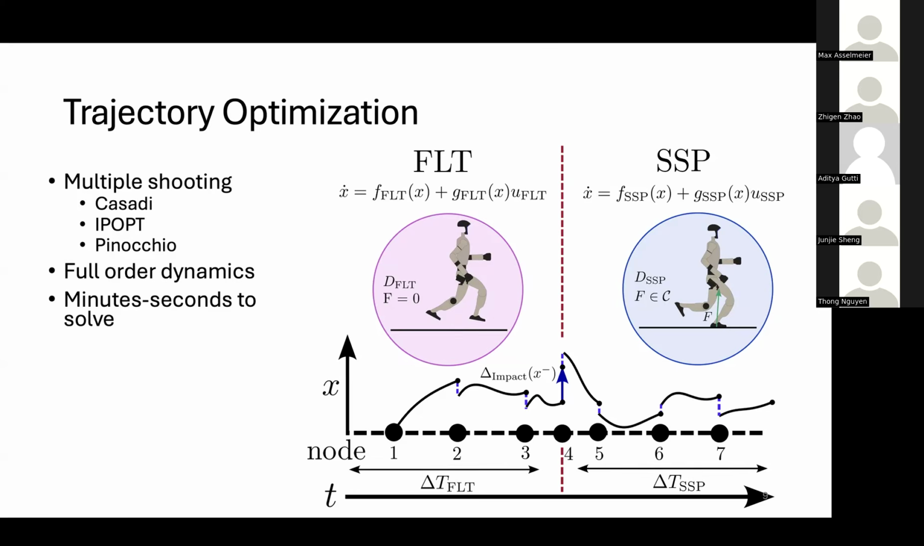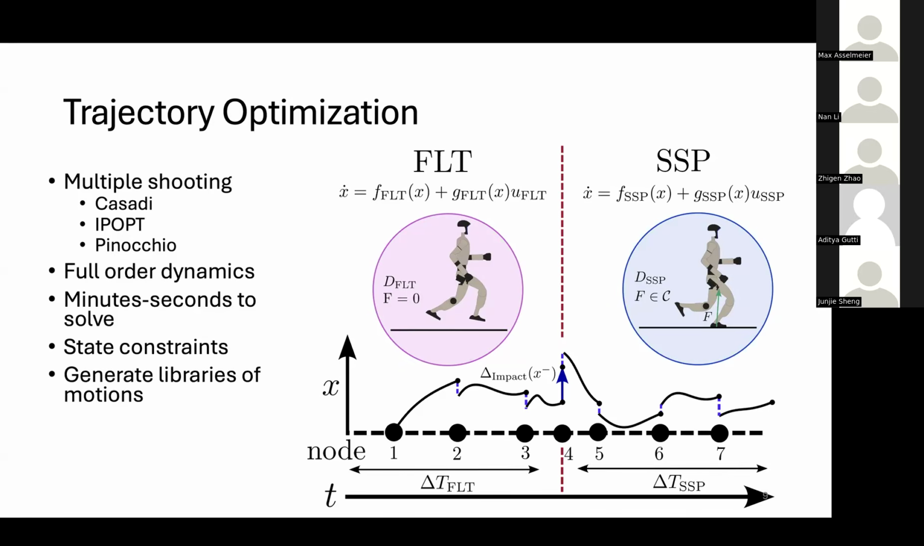And this makes it very easy for us to iterate on what we're working on. You can put in hard state constraints, which, like I alluded to earlier, is very important, I think, for what we're doing. And this allows us to generate libraries of motions. So throughout this talk, I'm going to be generating libraries of walking and running gaits. And so it's pretty easy to do with this direct multiple shooting approach with hard constraints.